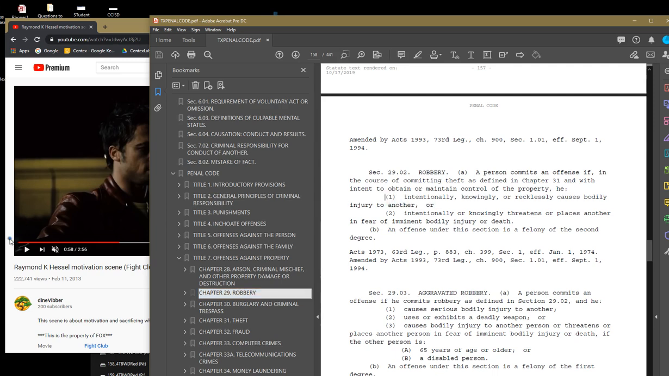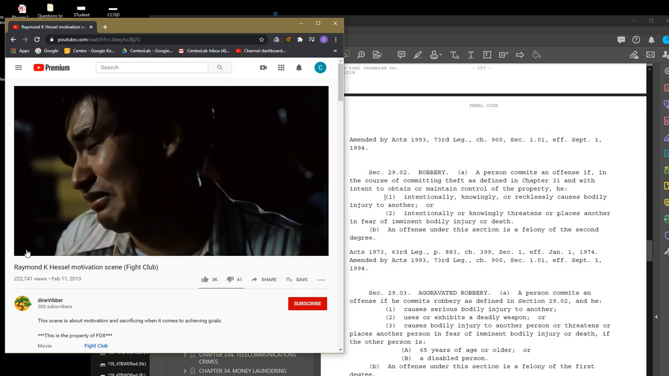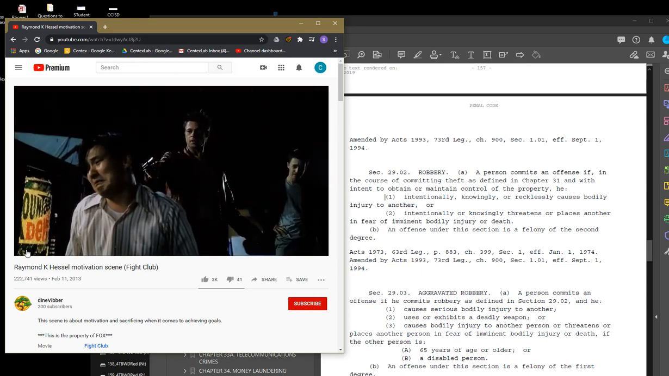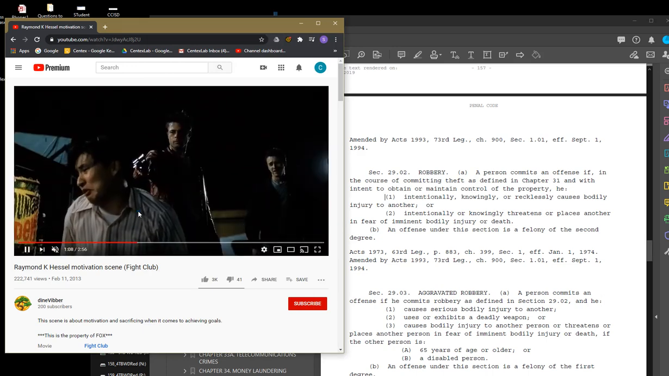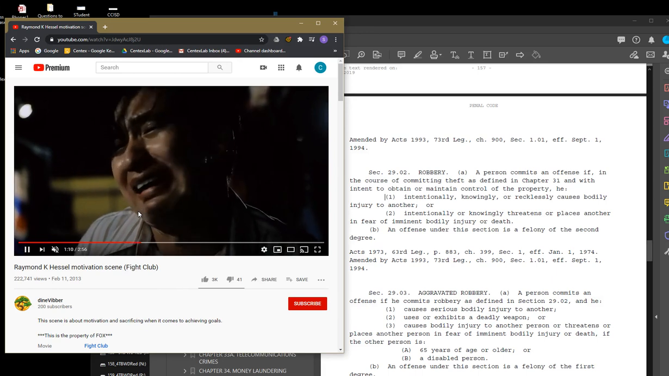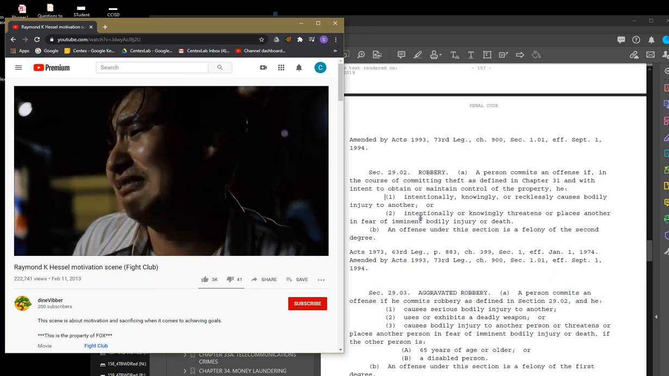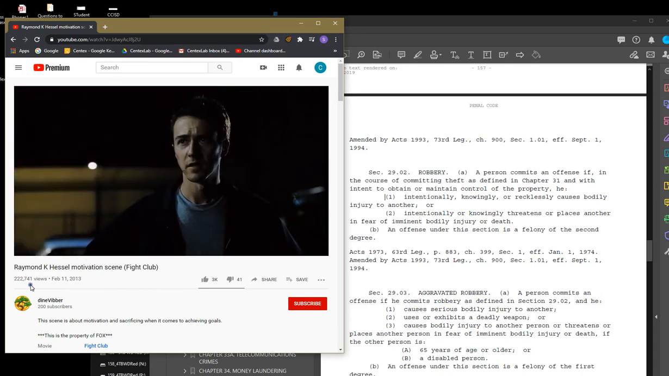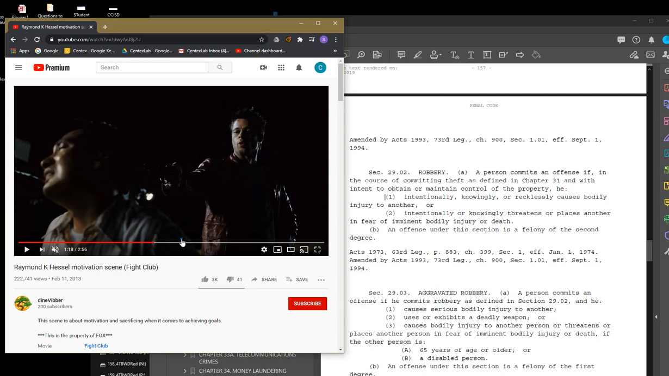Did Brad Pitt cause bodily injury to this guy? Well, no. Now, he scares the hell out of him. He's pointing a gun at the back of his head, but he didn't shoot him. He does tap him on the back of the head right there. You saw that. But is there bodily injury there? Likely not. So let's look at number two: intentionally or knowingly threatens or places another in fear of imminent bodily injury or death. Doesn't that fit better than causing bodily injury? Look at what he does here.